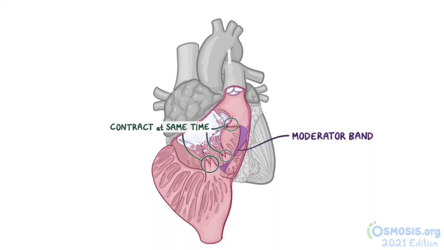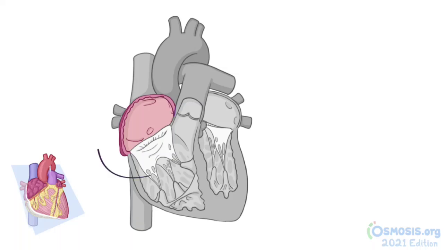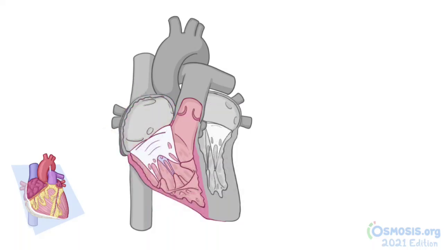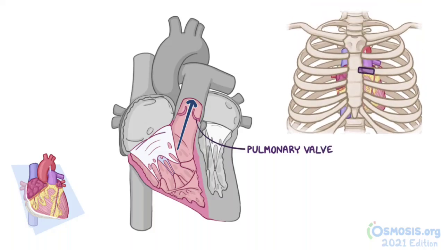So, to put all these structures into perspective, let's briefly talk about blood flow. The right atrium contracts when the right ventricle is empty and relaxed. So blood from the right atrium passes through the tricuspid valve and enters the right ventricle. Finally, blood then leaves the right ventricle through the pulmonary valve, which is located at the level of the 3rd costal cartilage, and enters the pulmonary trunk where blood is sent to the lungs for oxygenation.